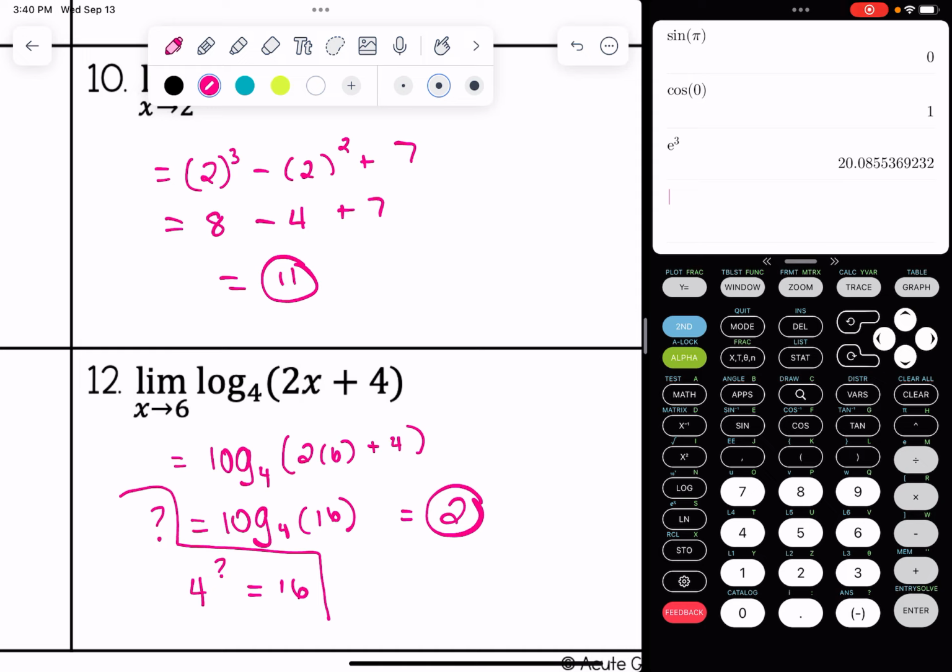So again, when evaluating a limit analytically, your first step is always to try direct substitution. The next video in this playlist is going to show you how to do direct substitution, but also how to add in some algebraic manipulation.